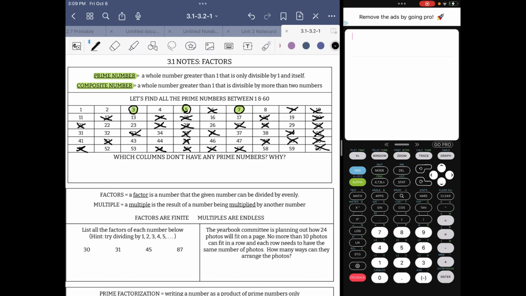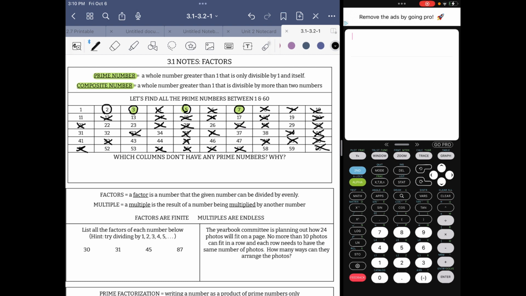And then last but not least, I'm going to do 2s. So 2 is a prime number because it can only be divided by 1 and 2. But now I can cross out anything left that's even. Like 4 can be divided by 2. 8 can be divided by 2. 16 can be divided by 2. So look for any numbers that end in a 2, 4, 6, 8, or 0.